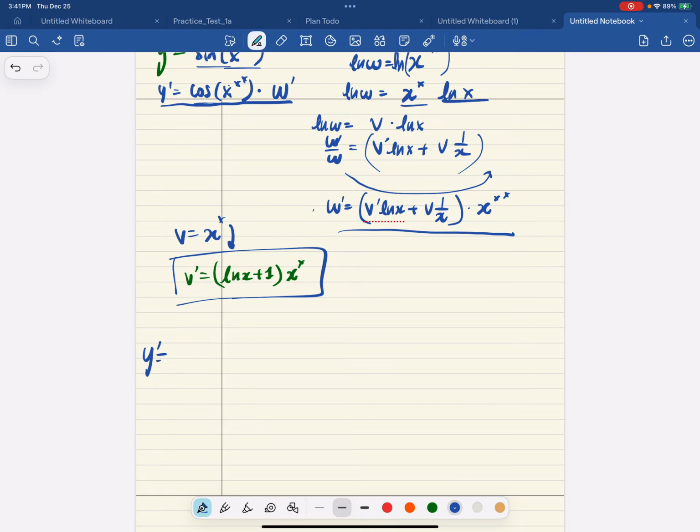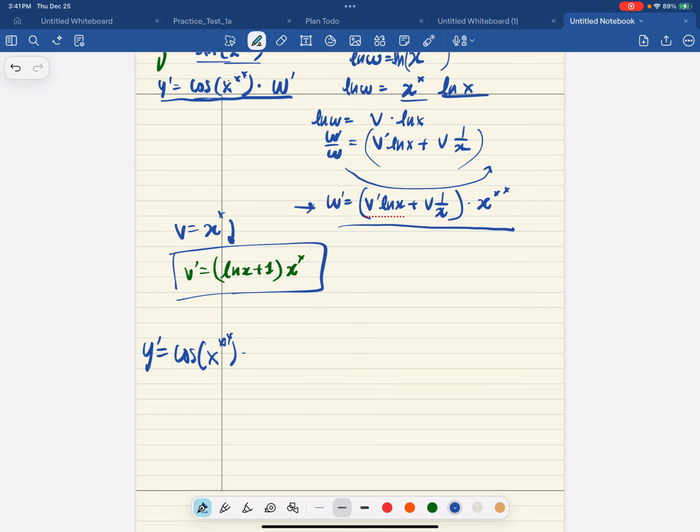So y prime, we'll just rewrite everything, x to the x to the x times w prime. W prime is here. So v prime is there. Ln of x plus 1 times ln of x plus v is just x to the x times 1 over x. You can simplify this one. And all of that times x to the x to the x. And that's the answer.